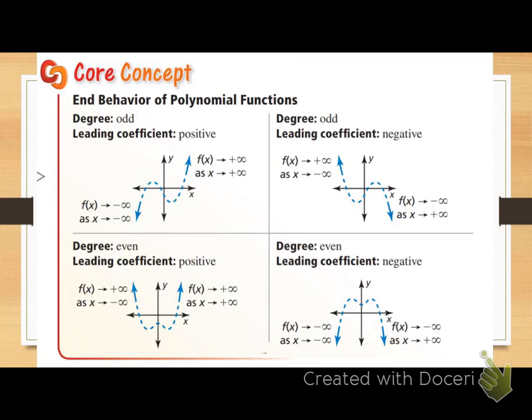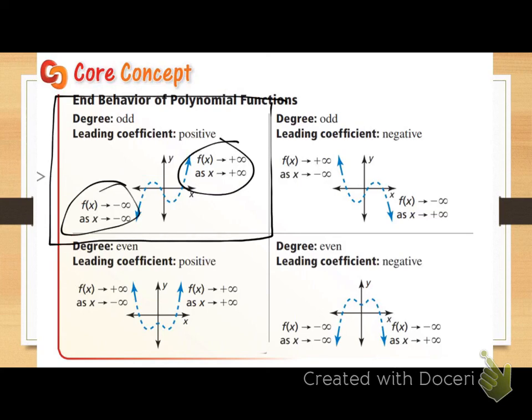So which one would that be? Bottom left or bottom right? Or top left or top right? Say what? Odd and positive. It's this top left box. Because these match what I wrote on the board, correct? As my x values are going to negative infinity, my y values are also going to negative infinity. As my x values go to positive infinity, my y values are also going to positive infinity. So I can say the degree of the polynomial is odd and the leading coefficient is positive.